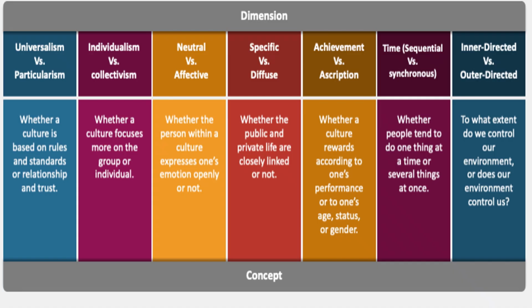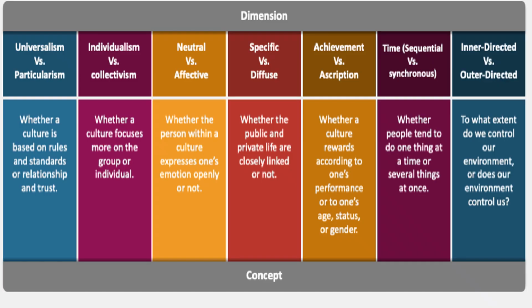The next category is specific versus diffuse. This is whether public and private life are closely linked or not. One example of this is whether or not you have close, tight connections with coworkers, or whether you have separate lives: your public life, that is your friendships and relationships at work, and a private life that is sort of detached. Achievement versus ascription is the next category. This is whether a culture rewards according to one's performance or to one's age, status, or gender. So some cultures are more achievement driven, whereas others are more status driven.